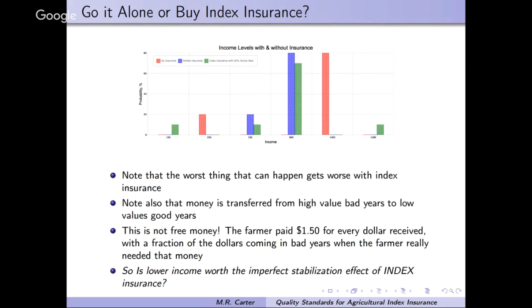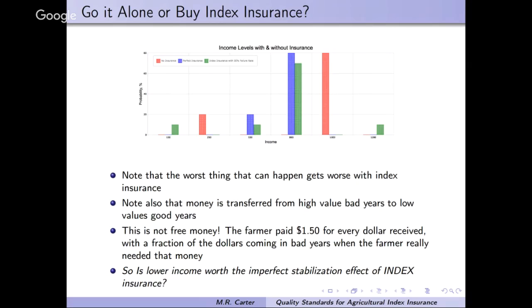So what I want you to concentrate on here: the pink bars are the states of the world the farmer faces with no insurance. The blue bars are what the farmer faces when the farmer has perfect insurance. And the green bars are what happens when the farmer has a stylized insurance contract. And the first thing to notice in this picture is there's a little green bar way over on the left, okay?